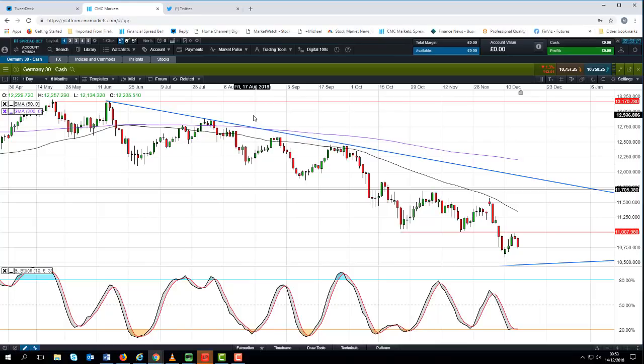Given that we've broken out of this sideways consolidation here, while we're below 11,000, I can see the prospect of further losses in the DAX towards 10,500 over the course of the next few trading sessions. This sentiment rally that I think people are talking about, it may well happen, but it may well happen after a further decline towards that 10,500 level in the DAX.